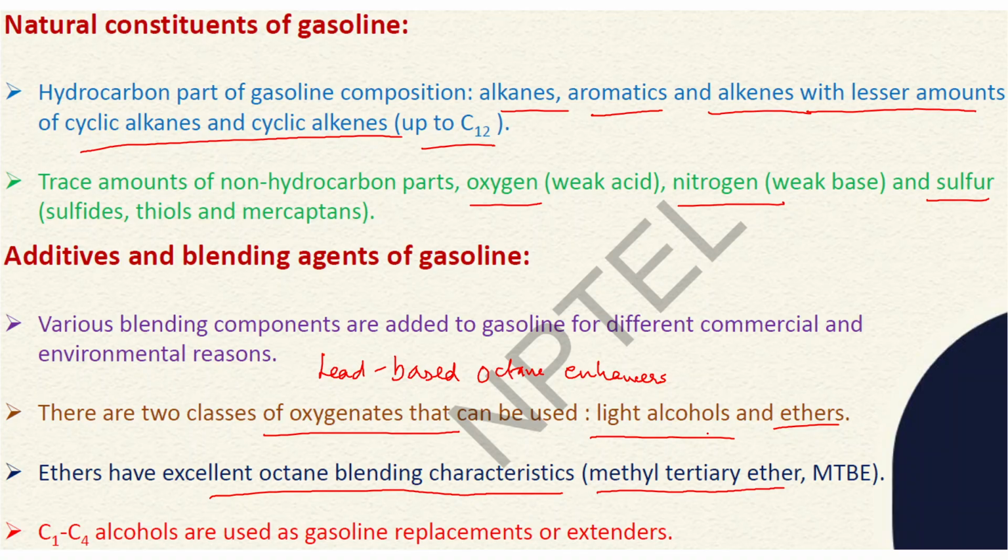For example, in some colder regions, the gasoline inside the engine does not form proper vapors to form a mixture with air and combust inside the engine. So in those cases, some amount of ethanol or different alcohols are used to provide initial volatility to the gasoline for proper combustion inside the engine. C1 to C4 alcohols are also used as gasoline replacements or extenders.